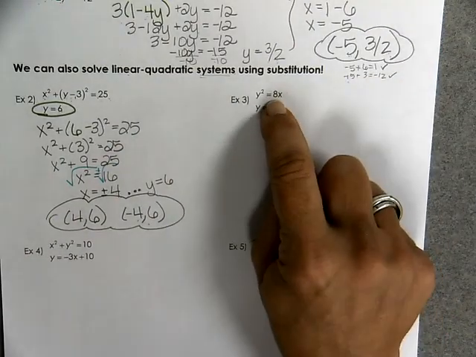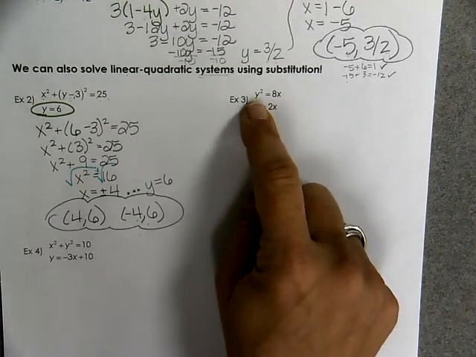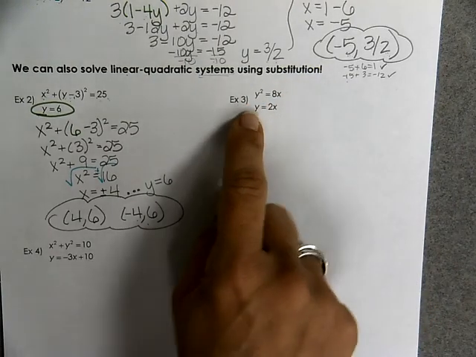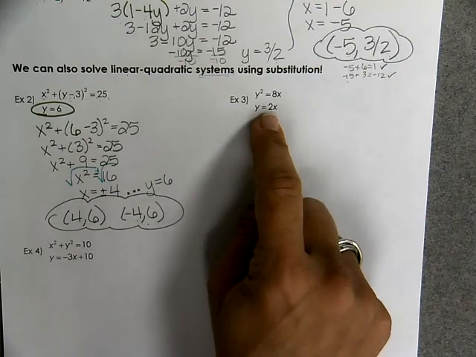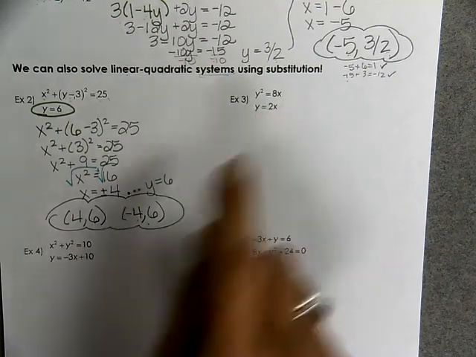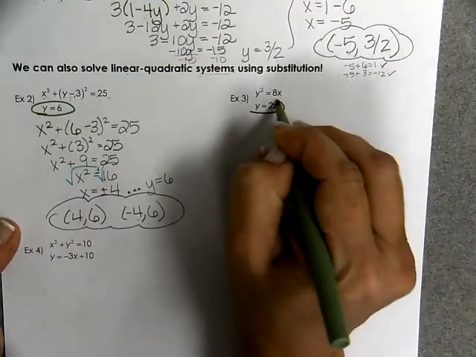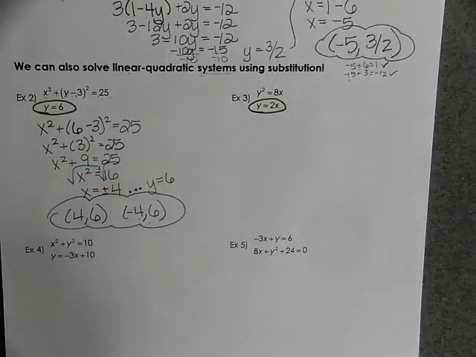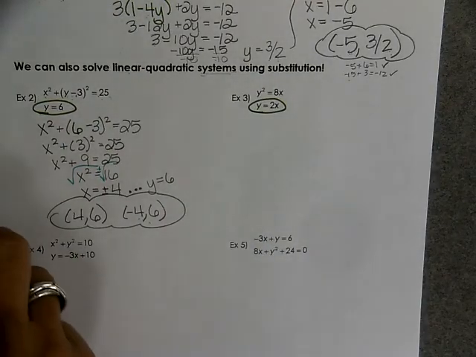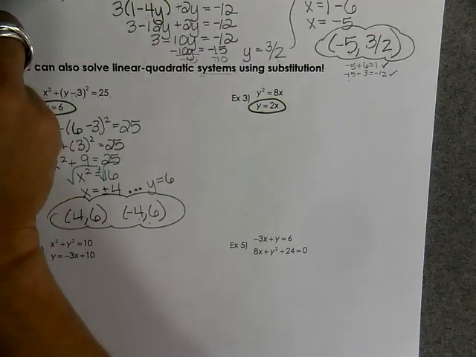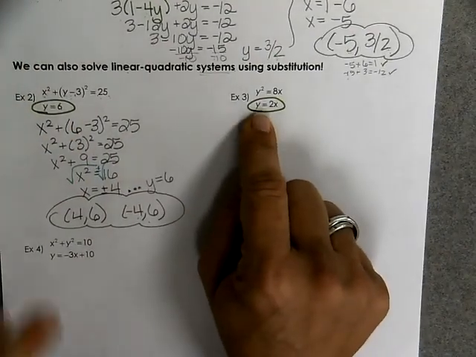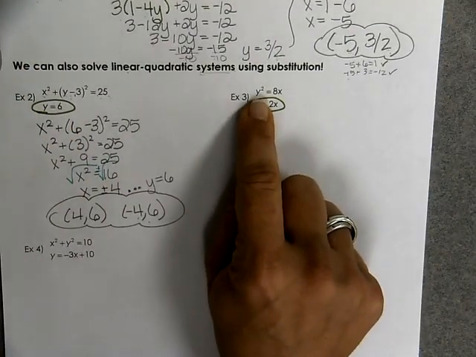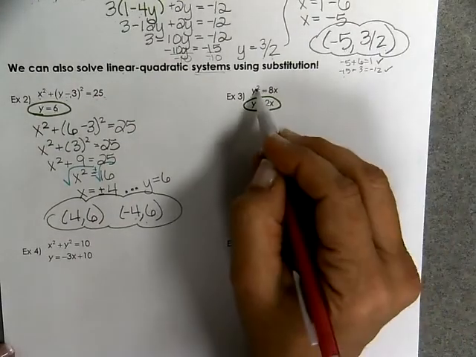To isolate x here, we'd have to divide by 8. This y already is isolated and equals 2x. So why don't we use that? Let's use this. It has a leading coefficient of 1 and it's already isolated. So what that means is that we're going to substitute that into this second equation. We'll notice, I guess the first equation.